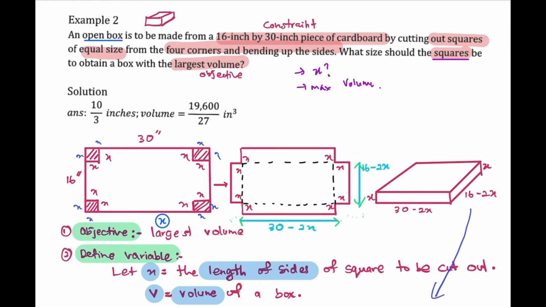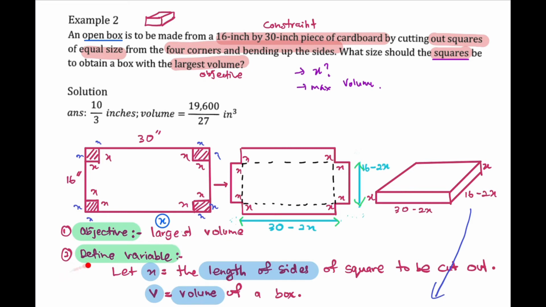And then what is the height of the box? It is this value here, the one that you bend up, which is x. Therefore, this is the resulted open box. Now, let's proceed to read the question. What size should the squares be? So you're talking about x. The question is asking the dimension of x. And let's read further. To obtain a box with the largest volume. This is the objective. You are finding the maximum volume. Alright, so objective number 1 is to find the length x and also to find the largest volume.